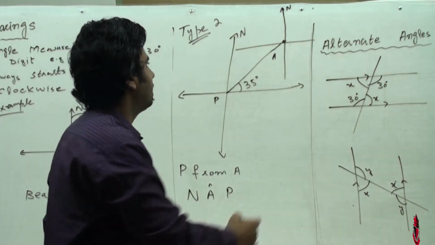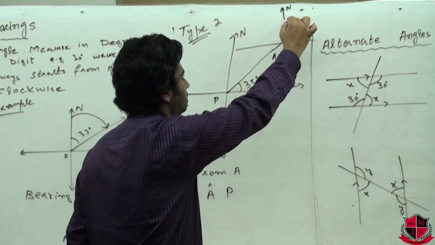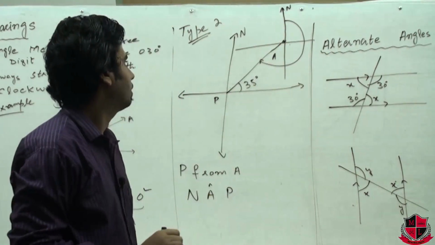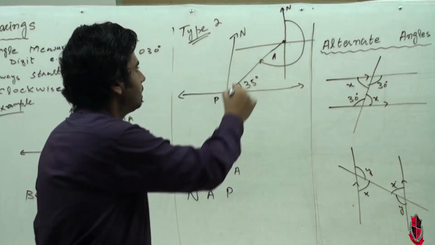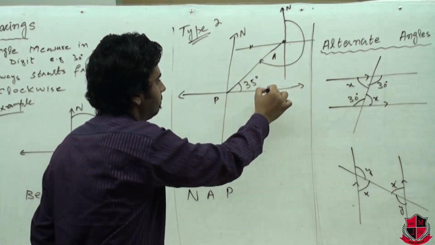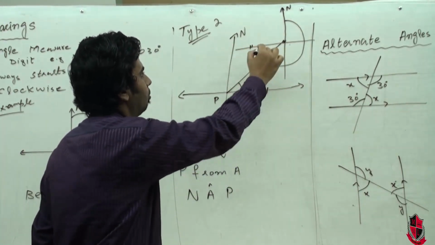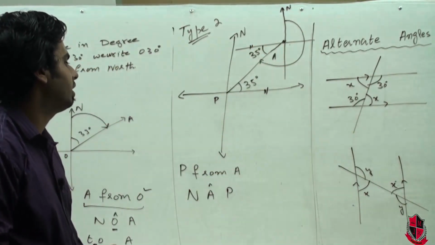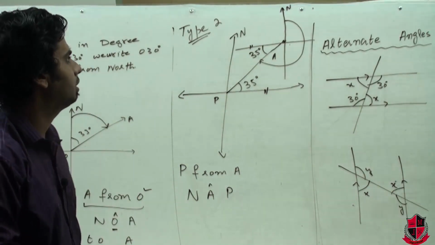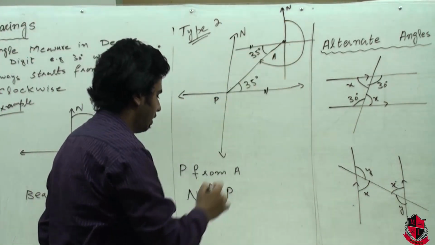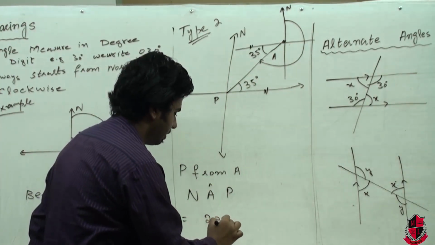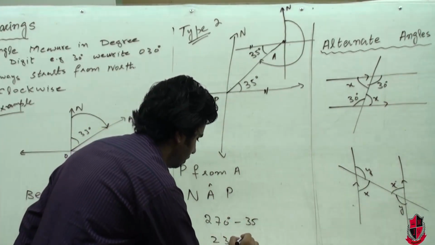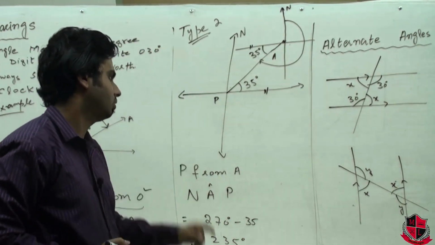So we need to find the bearing from N to P. We will start our angle from this point and end it at this point. This will be our bearing. So by using alternate angle properties, this pair of lines is parallel. If these two lines are parallel, by the alternate angle property, this angle will also be 35 degrees. And in our previous question we know that the total angle is 270 degrees. We subtract 35 from 270 degrees and we will get our bearing of P from A, which will be 235 degrees. So here the answer of bearing NAP is 235 degrees.